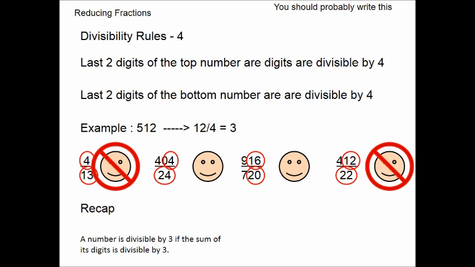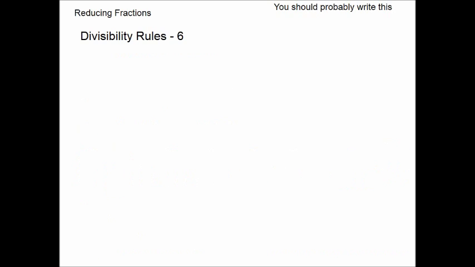A number that is divisible by 3. Oh, that's not right. I don't know why I reused the same one. But basically, all it says is if you add up the last two numbers, it's divisible by 4. So I'll make sure I put a note on there that that bottom part's wrong.